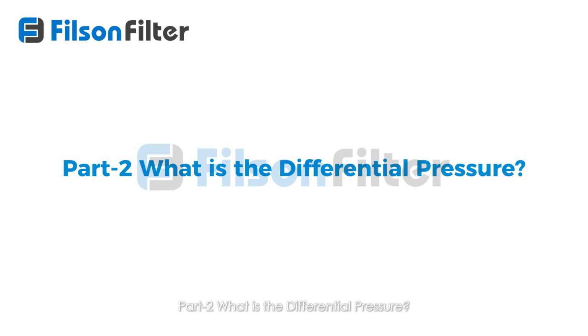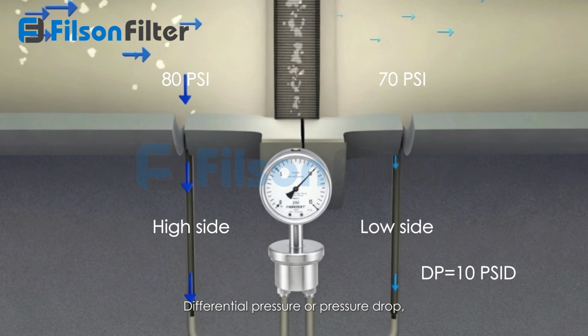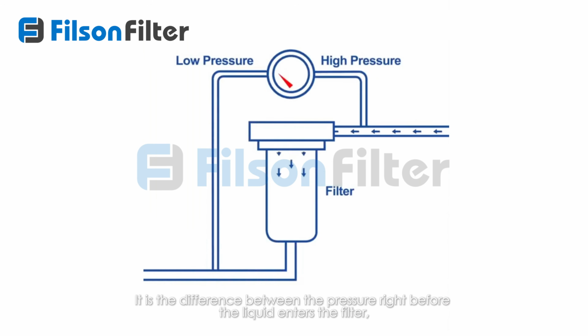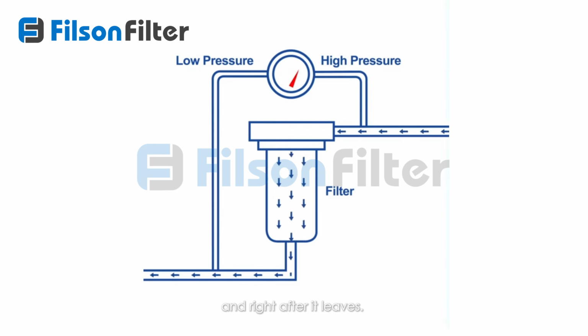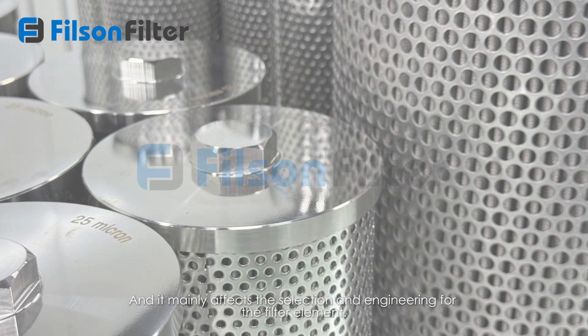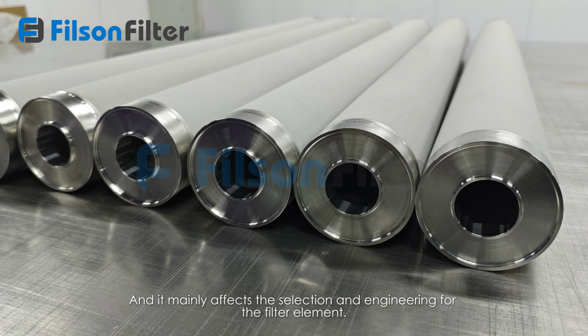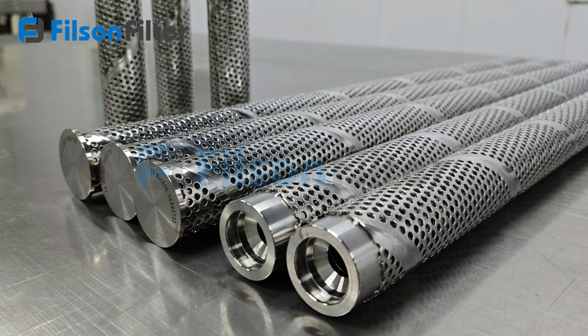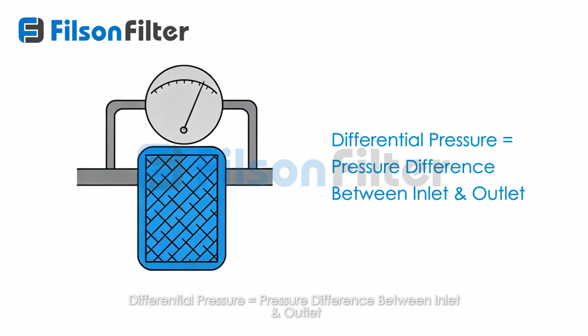Part 2. What is the differential pressure? Differential pressure, or pressure drop, is something different. It is the difference between the pressure right before the liquid enters the filter and right after it leaves. And it mainly affects the selection and engineering for the filter element. Differential pressure equals pressure difference between inlet and outlet.